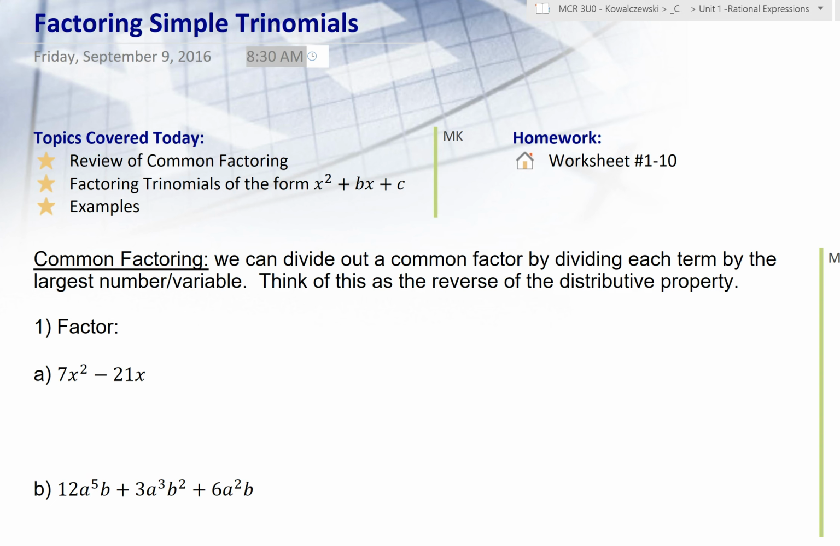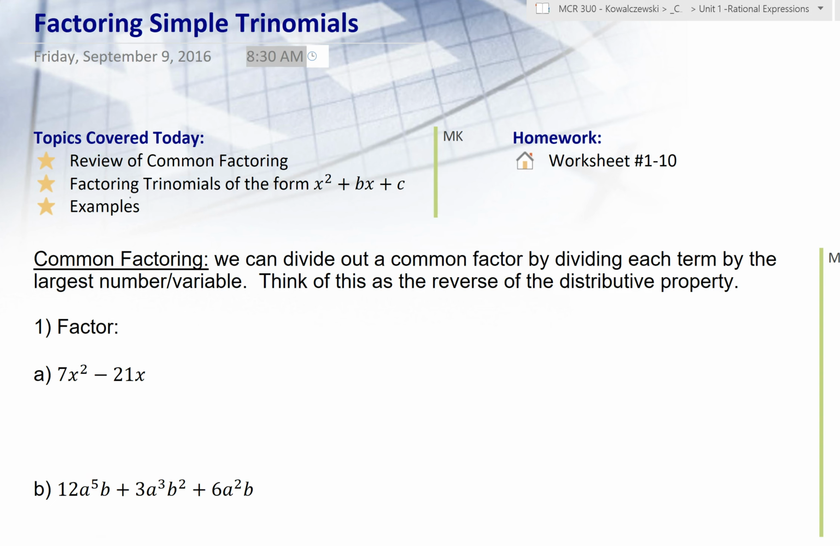Today we'll be looking mostly at factoring simple trinomials, but first we'll start with a review of common factoring, then getting into factoring trinomials of the form x squared plus bx plus c. We would call these simple trinomials if there's no coefficient on x squared. And then we'll be looking at some additional examples. So first, for common factoring.